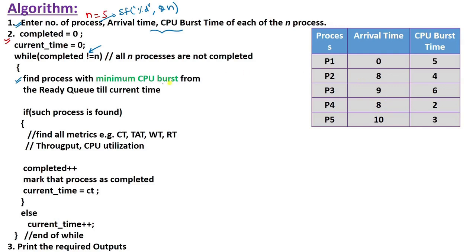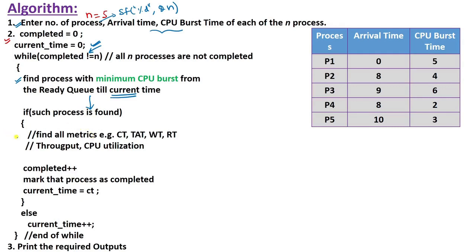So here one important thing to note is that you have to select the process with minimum CPU burst time from the ready queue till the current time. Initially the current time is 0, so which process has the least burst time till the current time 0? Till 0, only P1 is available, having 5. These other processes are not present inside the ready queue. So P1 will be selected. Then we will say, okay, if such a process is found, we have found the process P1.